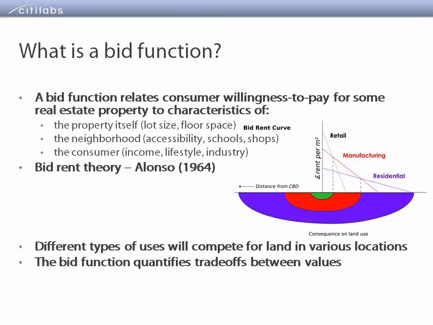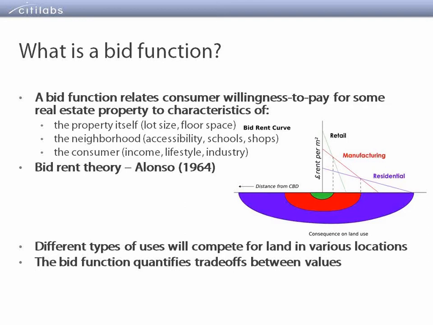So then the next question is using the bid rent function inside this model to relate consumer willingness to pay for that real estate property, once we've described it, to characteristics of the property itself, meaning the lot size, the floor space, other characteristics that are specific to that type of real estate, the neighborhood, or in the case of our travel models, this usually means the zone in which this real estate property is located. And so these characteristics include accessibility, for example, which is a transport model derived attribute of the neighborhood for a particular zone, as well as other schools and shops nearby.